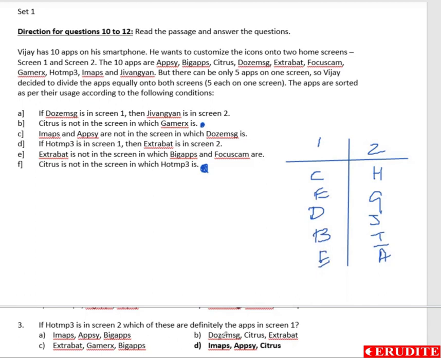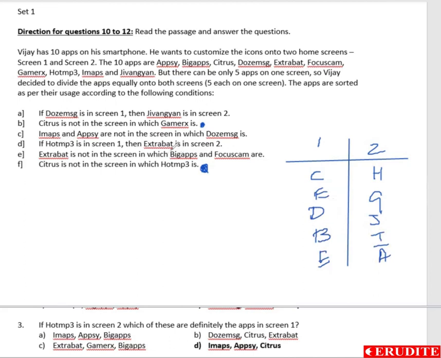I, A, B not together, B, C, E not together. Which are definitely in screen 1? I, A, C. What if I give this direction? D is in 1, J is in 2, fine. C and G condition is fine. I and A are not with D. Yes, I and A here, D is this side.